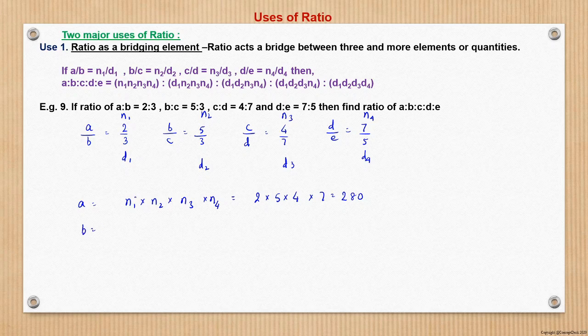B will be given by, now what happens? We will substitute the first numerator by the first denominator, n1 by d1, and then the rest of the terms remain the same, n2 into n3 into n4. So for the second term, B, we replace just the first numerator by the first denominator, and the rest of the terms remain the same. So here d1 is 3 and the rest of the terms are the same, 5 into 4 into 7, which gives 15, 4 is 60, this is 420.